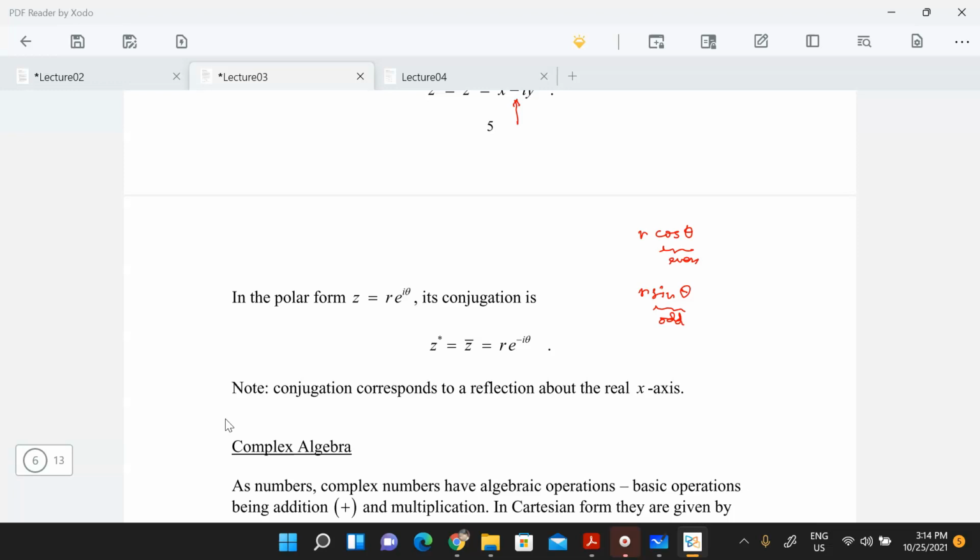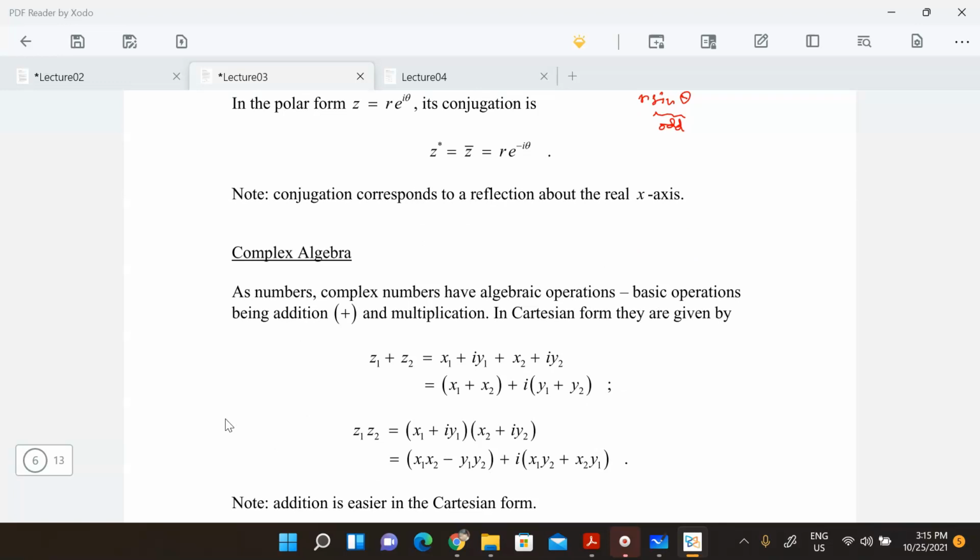Can you do other operations? Well, like I've said before, in the case of real numbers, you have addition, you have multiplication, but you also have subtraction and division. So if complex numbers are a generalization of real numbers, then all these four should also be definable in the case of complex numbers. And indeed, this is true.